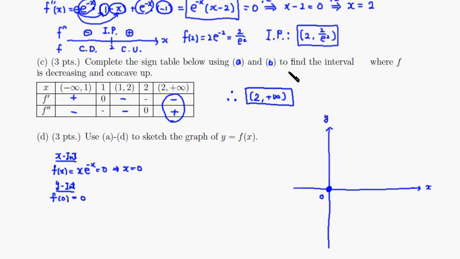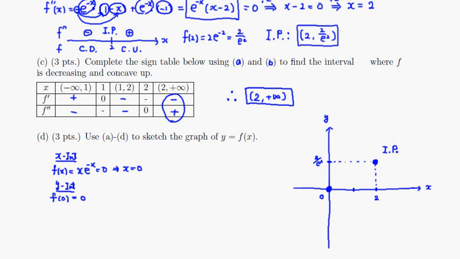Another point we can put is the inflection point. We found that in part B, so I'm going to put the inflection point. So 1 here and 2 here, so the y-value is 2 over e squared. So I'll just put some point around here, with dots. So this point is going to be our inflection point.